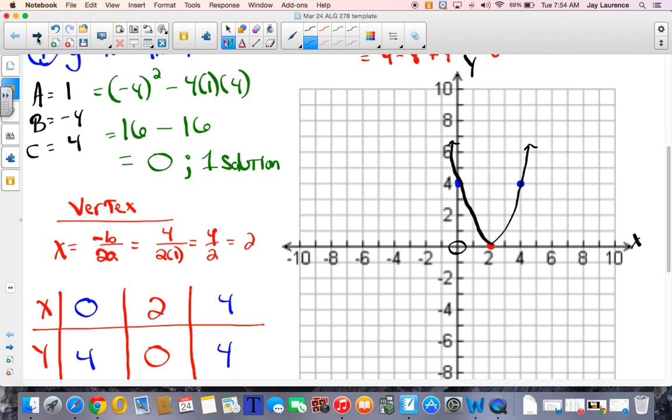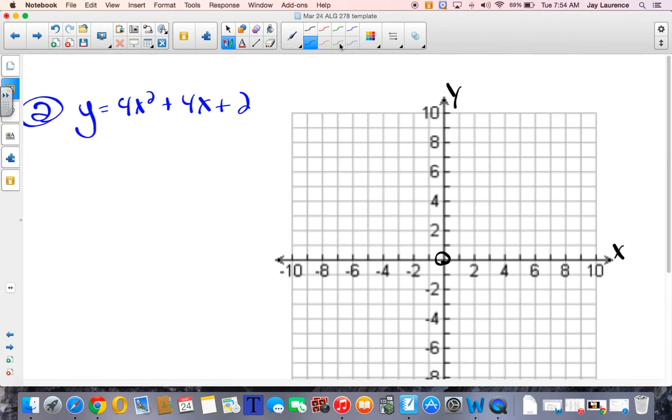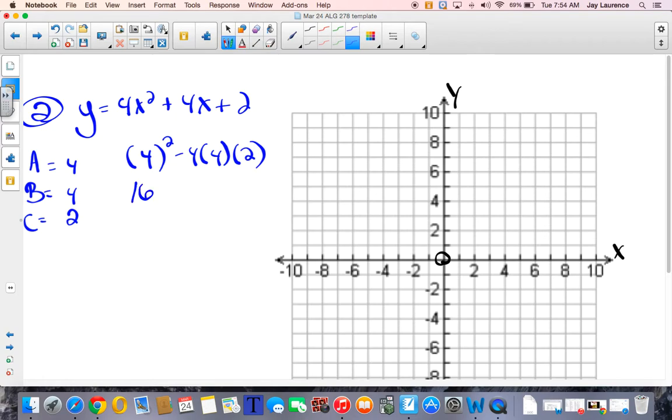So let's try another one. All right, here we go. Let's just get right down to it. A, B, C. Easy as 4, 4, 2. Okay, do the discriminant. B squared minus 4AC. So this is 16. And this is 16 times 2 is 32.